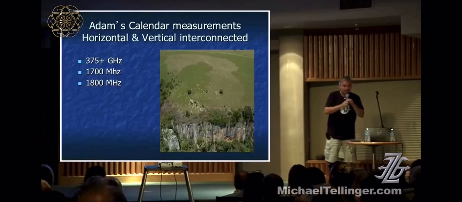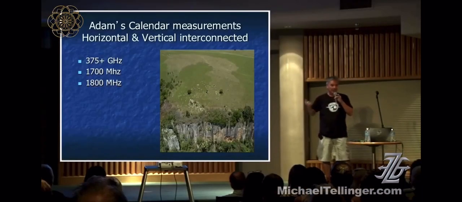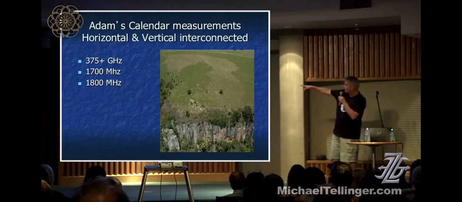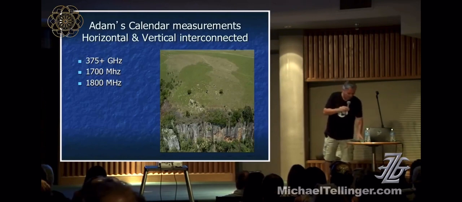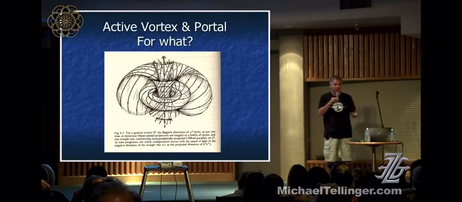Beyond 375 gigahertz coming out of Adam's calendar at the site. And electromagnetic fields that run horizontally and then vertically between the two stones in the middle. So what we have at Adam's calendar is a very definite toroidal effect. And it's alive even today because we measured it.